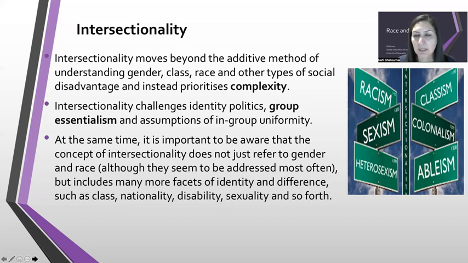So this assumption that people in one group are all similar is wrong. For example, not all women have the same experience of sexism, and not all immigrants have the same experience of racism. At the same time, it's important to be aware that the concept of intersectionality does not just refer to gender and race. It also talks about other identity markers. As I mentioned, at first it was just class, race, and gender, and these days there are other social categorizations like nationality, disability, sexuality, immigration status, and all of these aspects have been added to intersectionality theory.